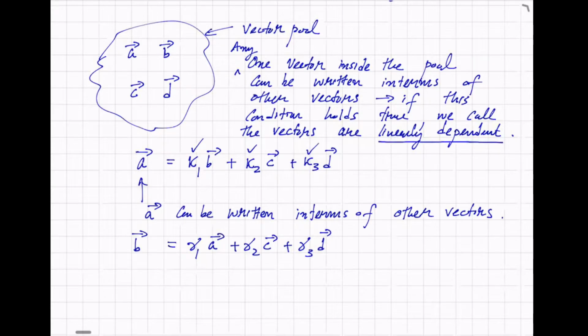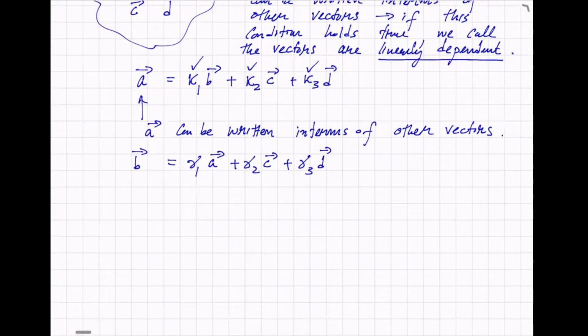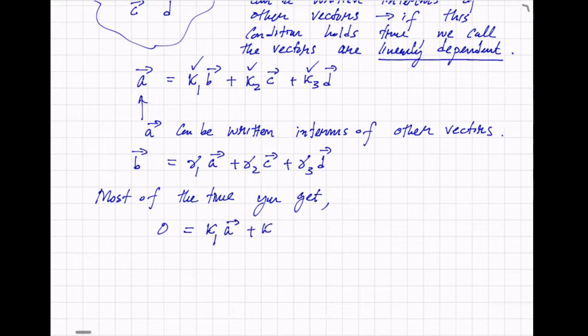Now, most of the time you don't get such a situation, you don't get a format like this, right? Most of the time you get something like this: 0 is equal to k1 A vector plus k2 B vector plus k3 C vector plus k4 D vector. Most of the time you get a relation like this, and still we call it linearly dependent.